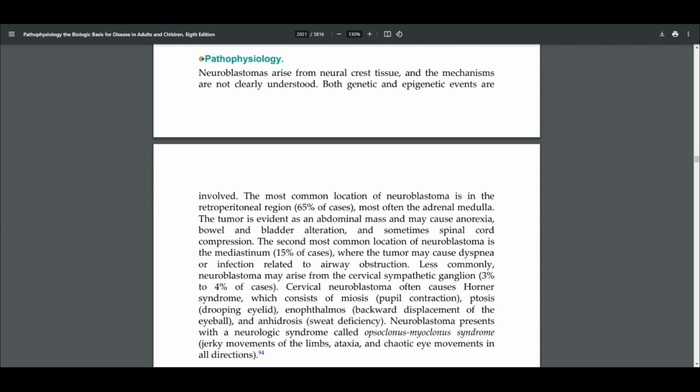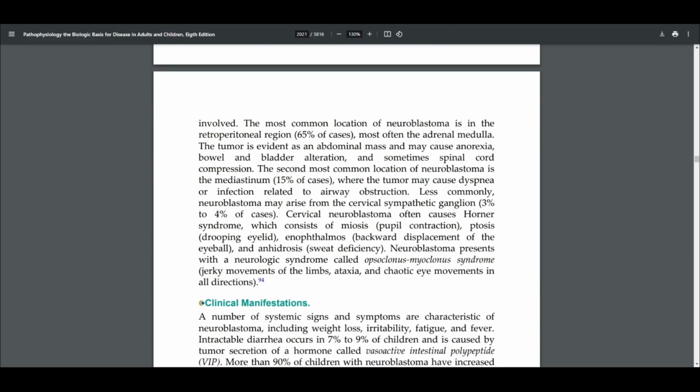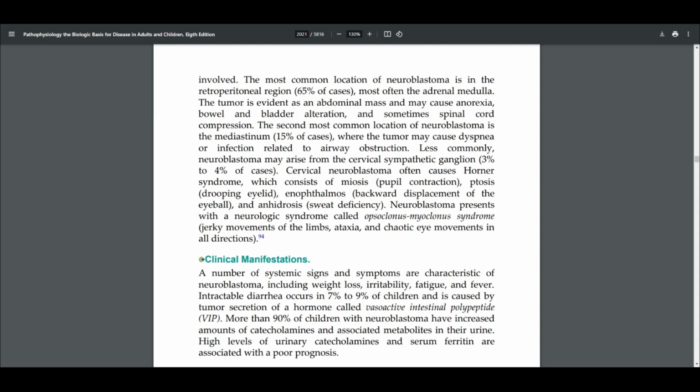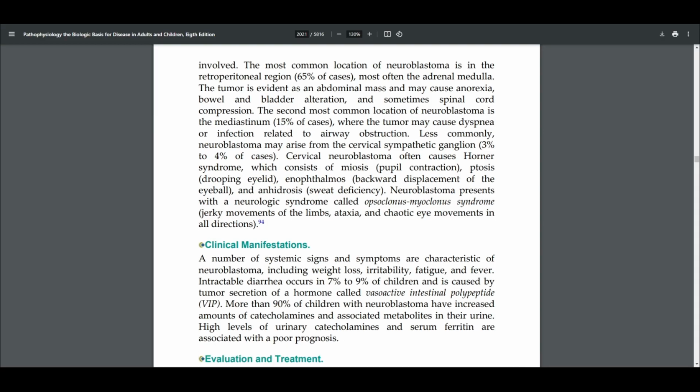The pathophysiology: neuroblastomas arise from neural crest tissue, and the mechanisms are not clearly understood. Both genetic and epigenetic events are involved. The most common location of neuroblastoma is the retroperitoneal region. Most arise in the adrenal medulla; the tumor is evident as an abdominal mass and may cause anorexia, bowel and bladder alteration, and sometimes spinal cord compression.